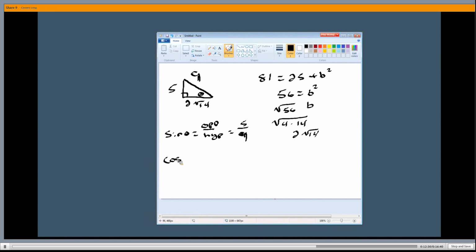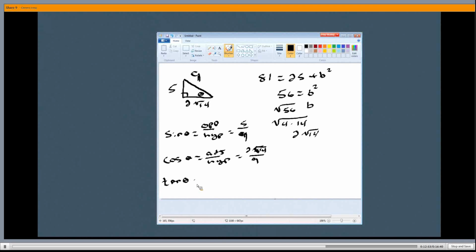The cosine of theta is adjacent over hypotenuse, and the adjacent side to theta is 2 square roots of 14, and the hypotenuse is 9. That just looked really messy. So 2 square roots of 14 over 9. And then we can do the tangent of theta.